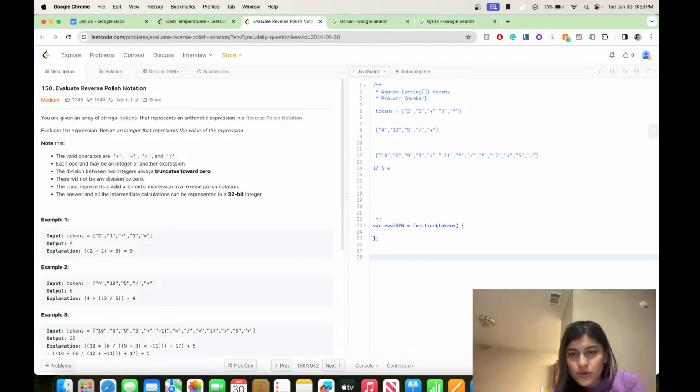So like I showed in the example, I can do the same, right? I can just put it in a stack. It is just like an array. So this will be an array.